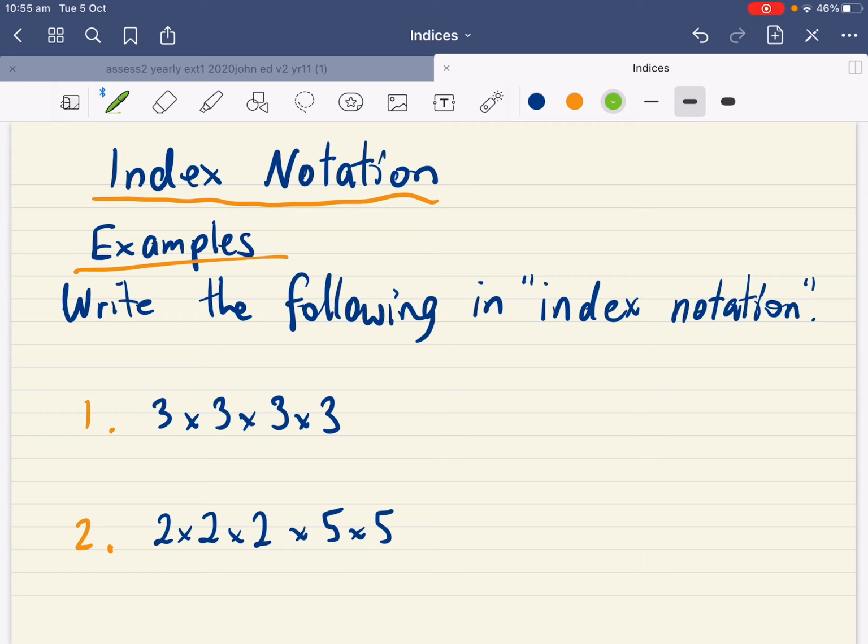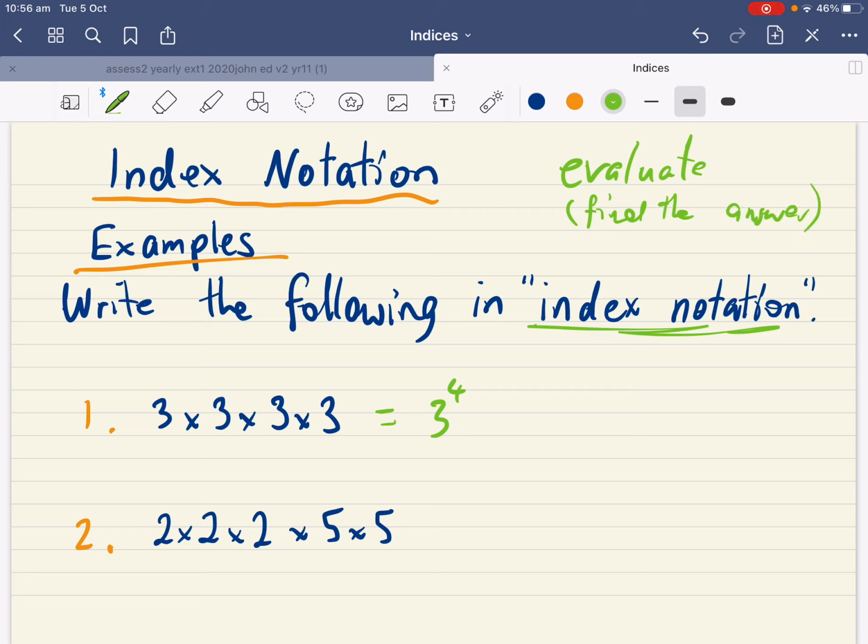So this first one here, you've got 3 times 3 times 3 times 3. How can we write this in a more simplified way using index notation? Right, so this is just 3 to the power of 4. Again, note that the question's not asking us to evaluate. It's not asking us to actually find the answer.